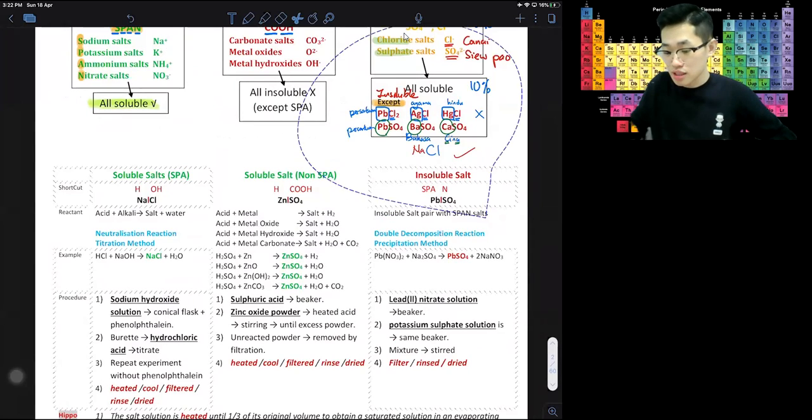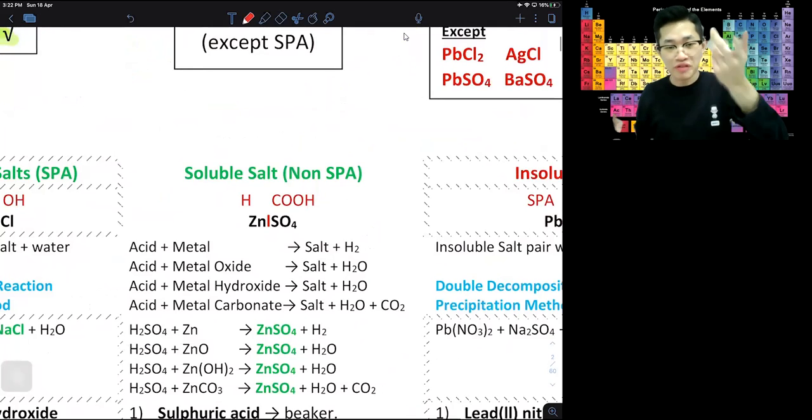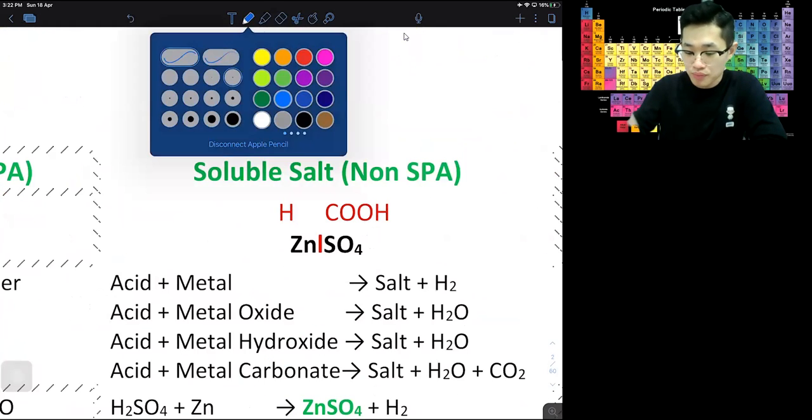So let me remove something. You see, this is how you do. Later you can refer back to this thing. So this is how you do.